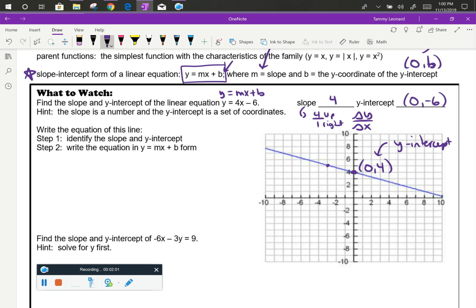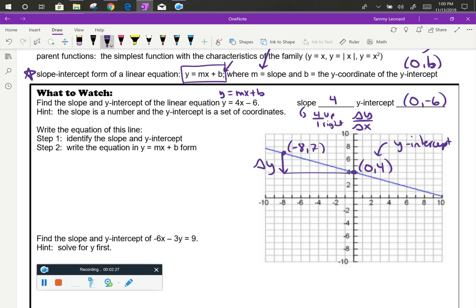Notice that I look for another point that's easy to identify. I'm trying to find another easily identifiable point. That one looks like it's definitely a set of clear coordinates, so I'll go with that one. We've got the point negative 8, 7.